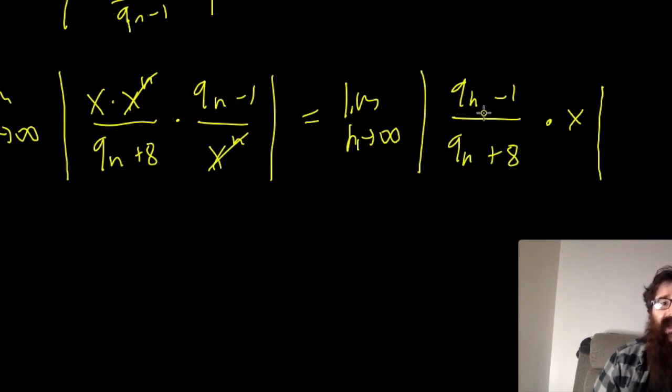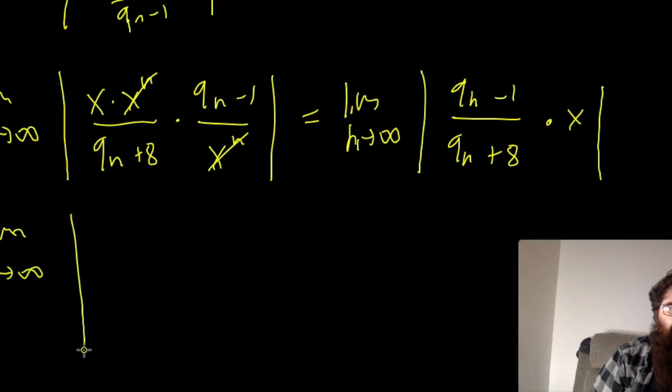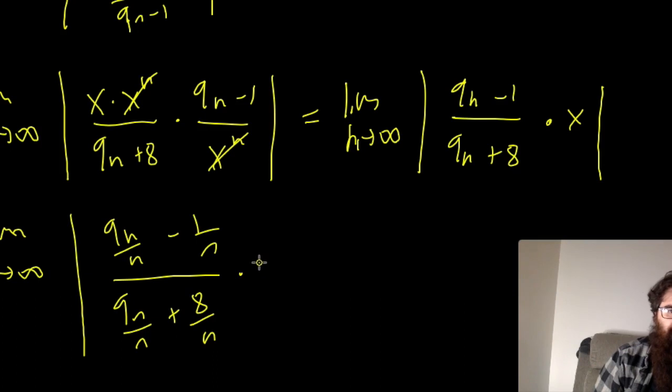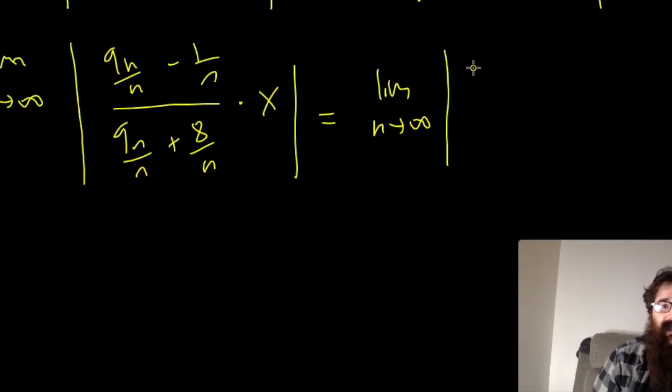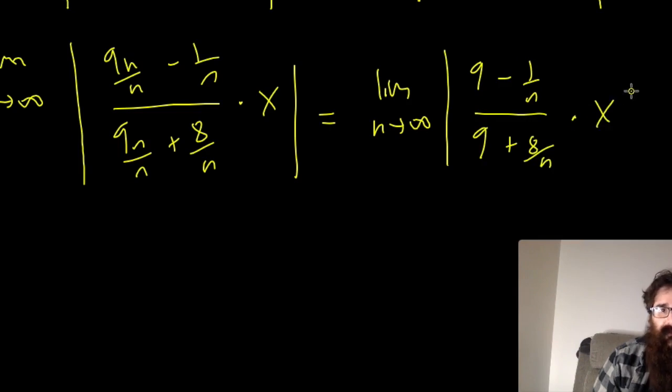So now from here, what I want to do is try to work with this expression in n, since that's what the limit is affecting. Let's use our favorite algebraic trick. Divide by the highest power of n in the denominator. So that's going to be 9n over n minus 1 over n divided by 9n over n plus 8 over n, then times x. And I can reduce. So say limit as n goes to infinity, absolute value of, and now I have 9 minus 1 over n divided by 9 plus 8 over n, and then times x.